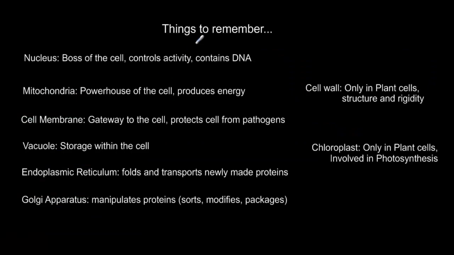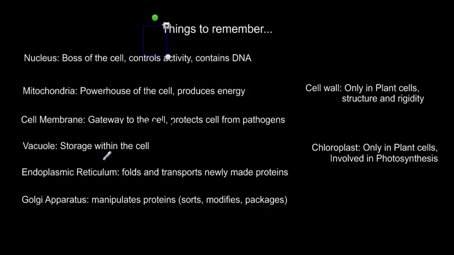I've got some things to remember here. I'm just going to go through the organelles that we talked about. The nucleus, that's the boss of the cell, controls activity and contains the DNA. Mitochondria, that's the powerhouse of the cell, produces energy and it breaks down sugar. The cell membrane, it's the gateway to the cell, protects the cell from pathogens, kind of acts like our skin.